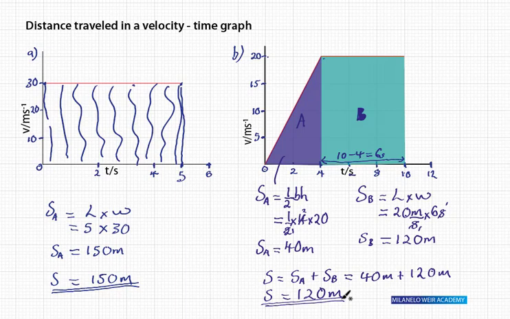So this is the area under the graph. You could have used the area of a trapezium straight away, but we find that most of our students are struggling with that. That's why we divided this into two shapes, right? A triangle and a rectangle. So that's it about distance traveled in velocity time graphs. The next thing that we need to do now is to look at questions, be able to solve questions, right?